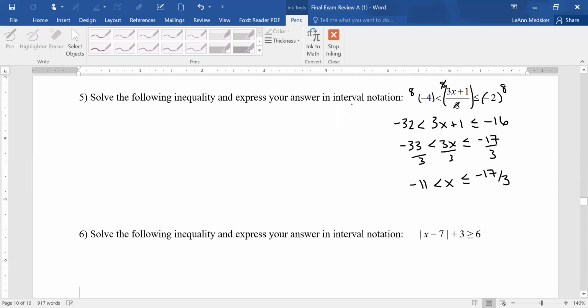We're supposed to express our answer in interval notation, so our x can go between negative 11, but not included, up to negative 17 over 3. And that is included, so it has the equal to sign, so we're going to put a bracket.